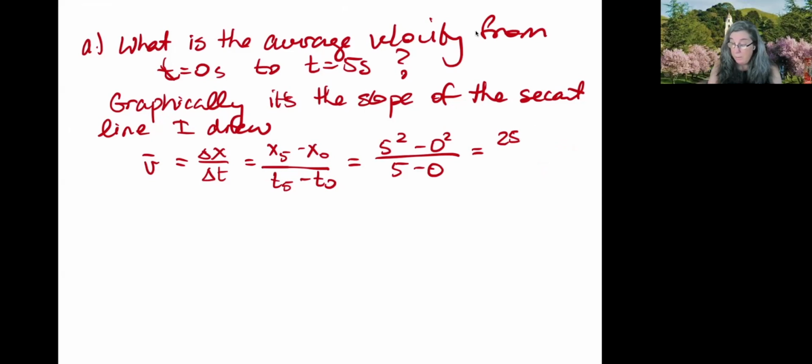25 meters per second. Divided by 5 seconds. 25 meters divided by 5 seconds, and that is equal to 5 meters per second. Okay, so for the first interval we chose, we get a number of 5 meters per second.